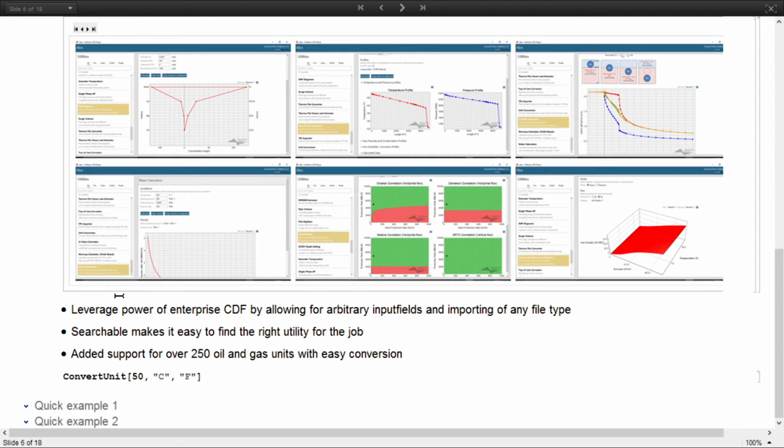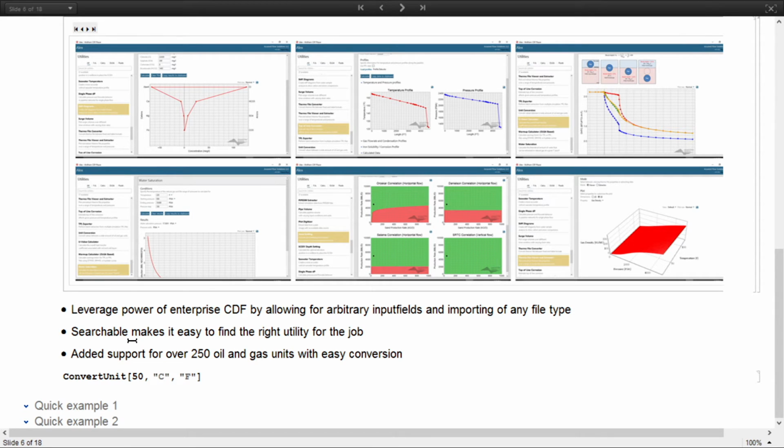So like I said, it leverages the power of the enterprise CDF, and that allows us to have arbitrary input fields, and we can import file types of any type, which is really nice. The searchable field is also really nice. There's lots of times where you're not quite sure what utility you need for the job, and if you put in a few keywords, I've tried to make it so that it's easy to find that.